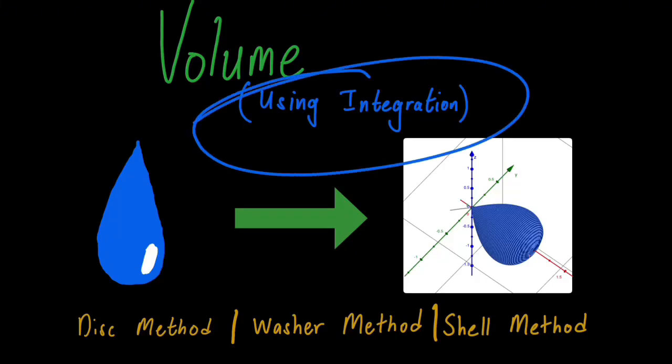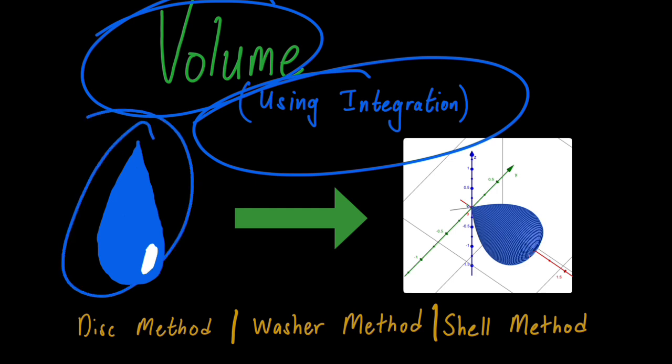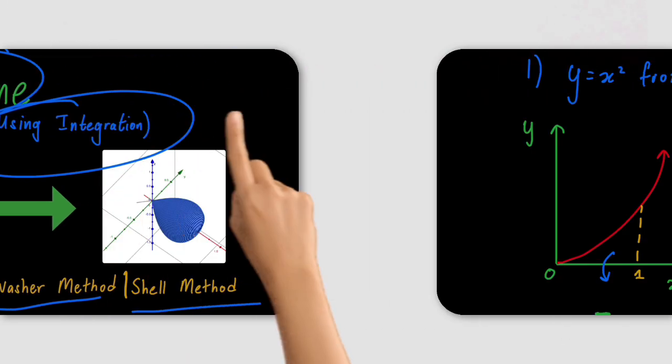Today we're going to be using integration to find the volumes of irregular shapes. We're going to be finding volumes of shapes like water drops, and I'm going to show you that that's actually really easy. And I'm also going to show you a couple more examples where we find the volume of irregular shapes through the disk method, washer method, and shell method. And it's actually way easier than you think. So let's get straight into it.